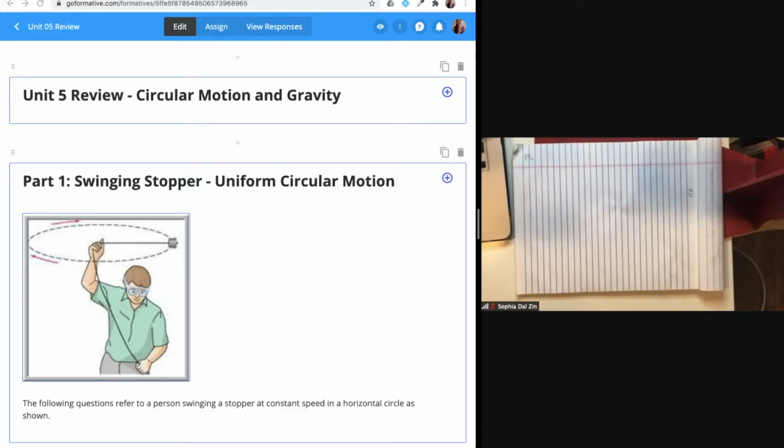Sega here, and today we're working on the Go formative. This is the practice test for the Unit 5 assessment.